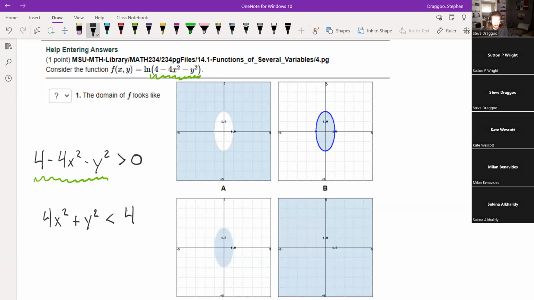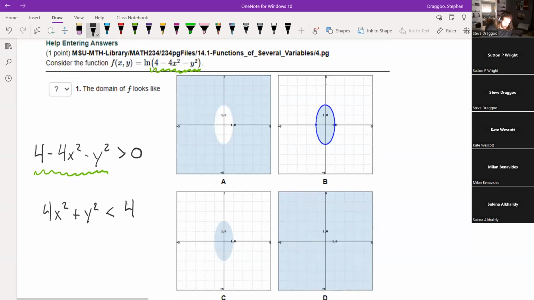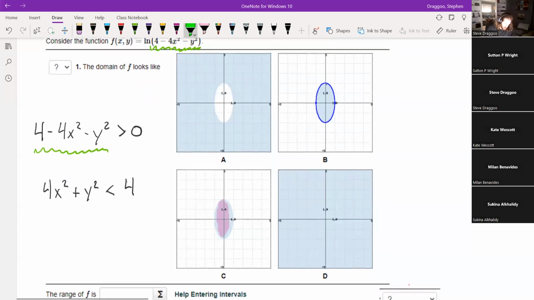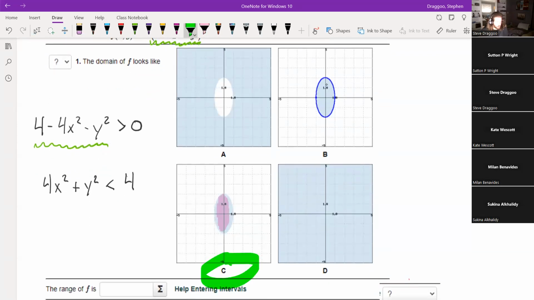And that looks like the equation of an ellipse or a circle. Specifically, it's an ellipse because the coefficients on x and y are not the same. So this thing's an ellipse, and we want to be less than 4, which means we're taking the interior of some ellipse. Specifically, this ellipse over here, option C. That's the one we're after.